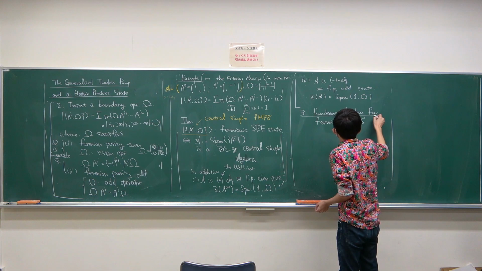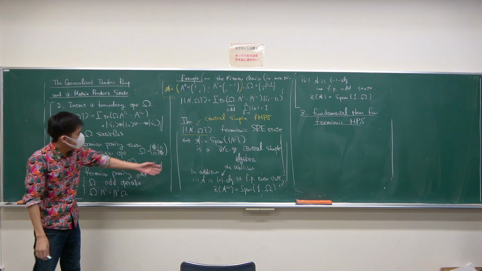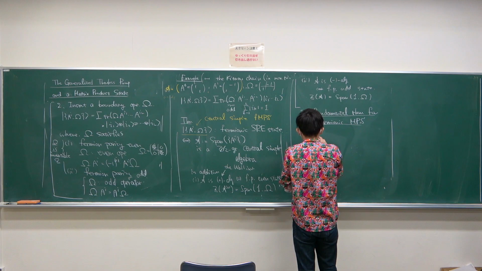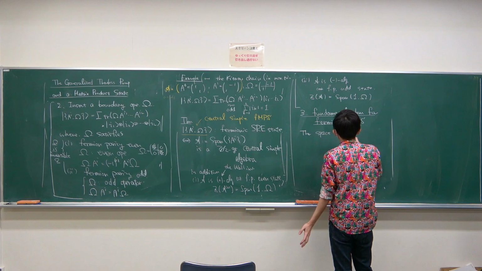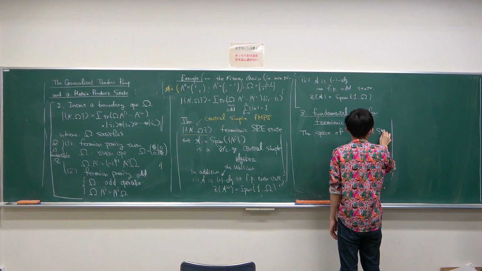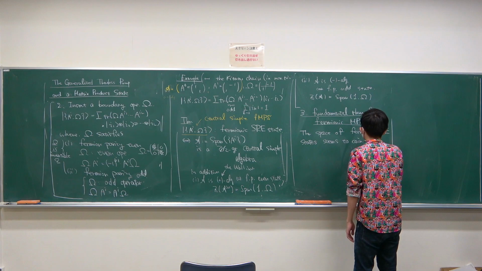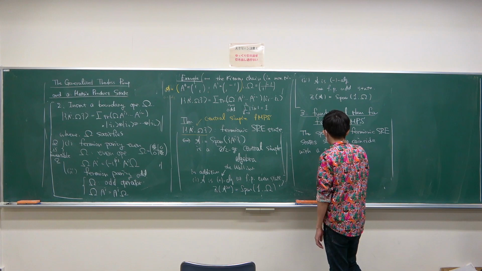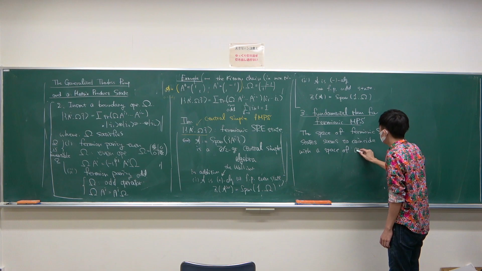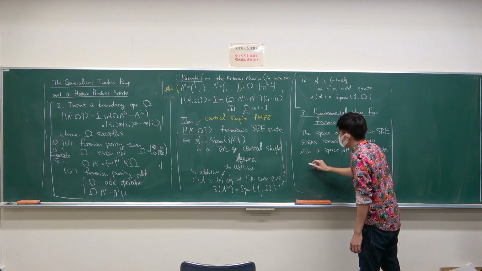And so by using the theorem, the space of fermionic short-range entangled states seems to coincide with the space of this central simple fermionic matrix product state over Z mod 2 graded central simple algebras.